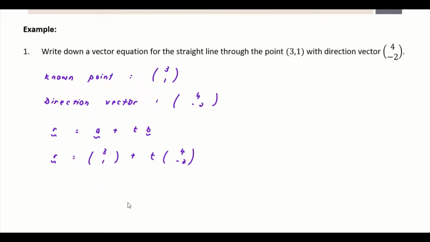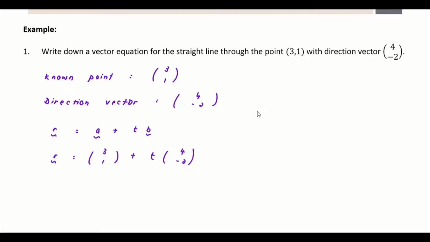Sometimes in some books, they wouldn't write the known point or the known direction. They will straight away use a and b, which is also fine. But if you don't have a point A, and the question already denotes points like Q or PQ, then you need to write down by yourself in the answer what each variable represents.